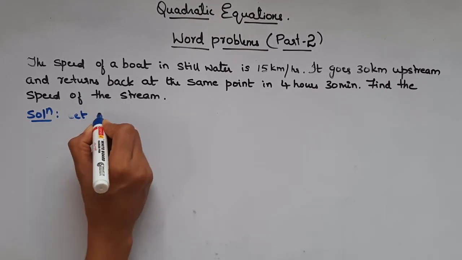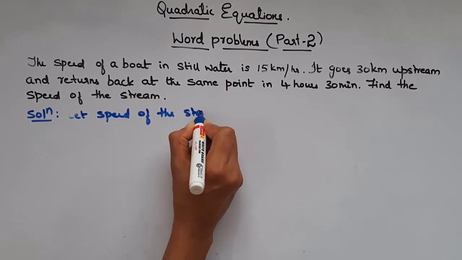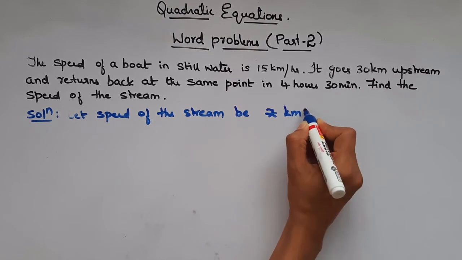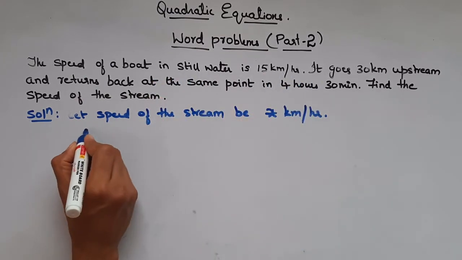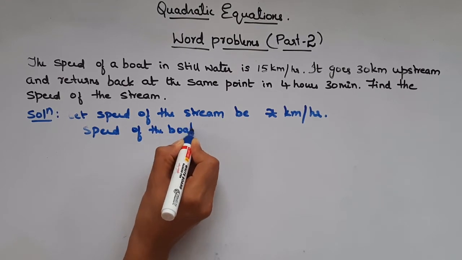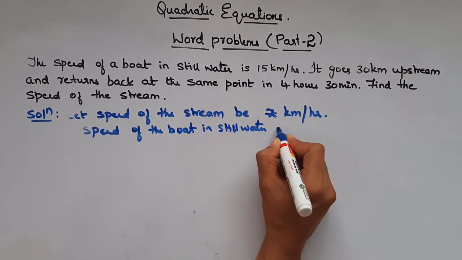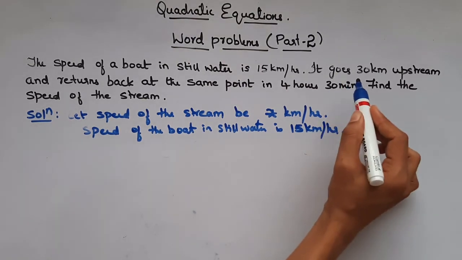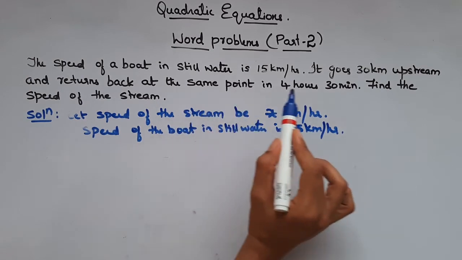That is, let the speed of the stream be x km per hour. Given here the speed of the boat in still water is 15 km. So the speed of the boat in still water is 15 kilometer per hour, right? So here it says it goes 30 kilometer upstream and returns back to the same point in 4 hours 30 minutes.